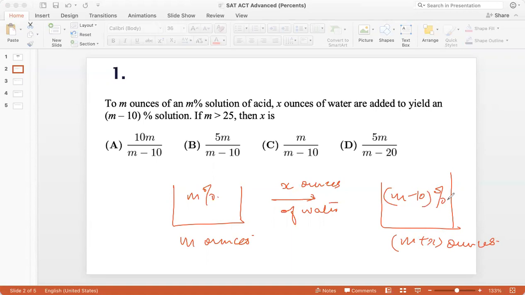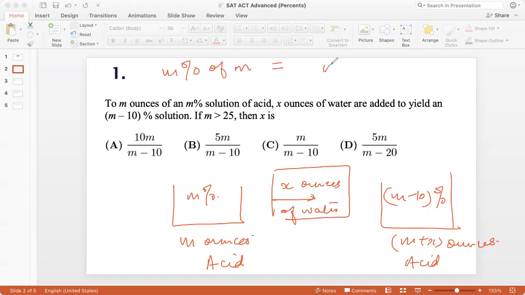So you can see that the acid that I had here and the acid that I had here is the same because I've only added water to get the second solution. So how much acid do I have in the first part? It is m% of m, and that should be equal to m minus 10% of m plus x, right? Because the new solution is m plus x, so m minus 10% of that. So let's solve this.